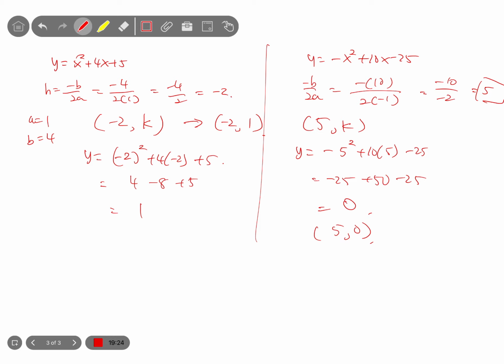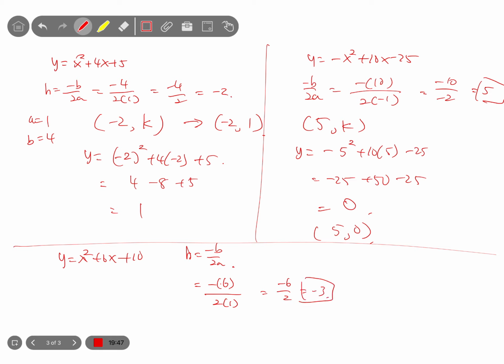And the last one. Last one, you have y equals x squared plus 6x plus 10, using h equals negative b over 2a. This is negative of 6 over 2 times 1. So it's negative 6 over 2, which is negative 3. So we know the answer is going to be negative 3 comma something.